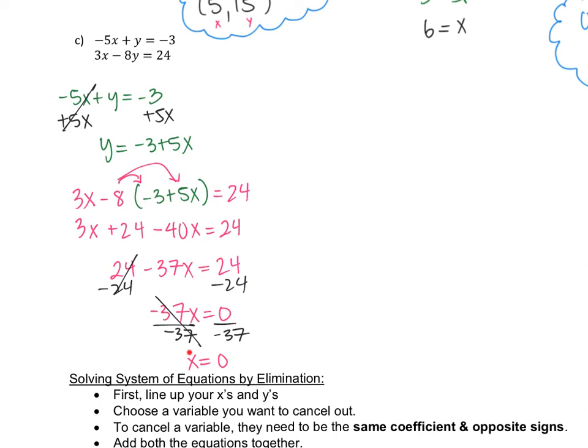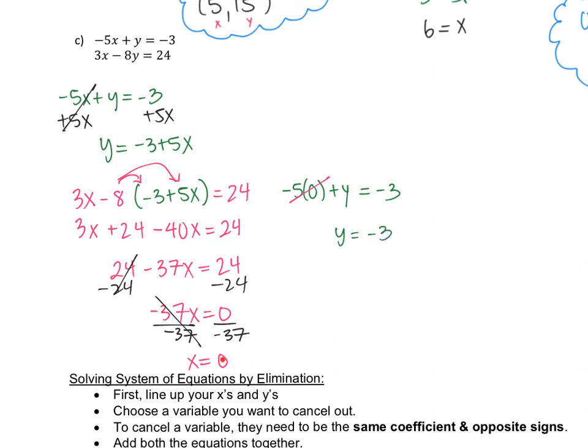Now I need to find y. So what I'm going to do is take this value of x and plug it into one of these equations. It does not matter which one. I can even plug it into this equation here. But like I said, it doesn't matter. So I'll just choose the top one. So in the top equation here, I have negative 5x. I know what x is. It's 0, plus y equals negative 3. Well, if I multiply by 0, they cancel because that just ends up being 0. And so y equals negative 3.